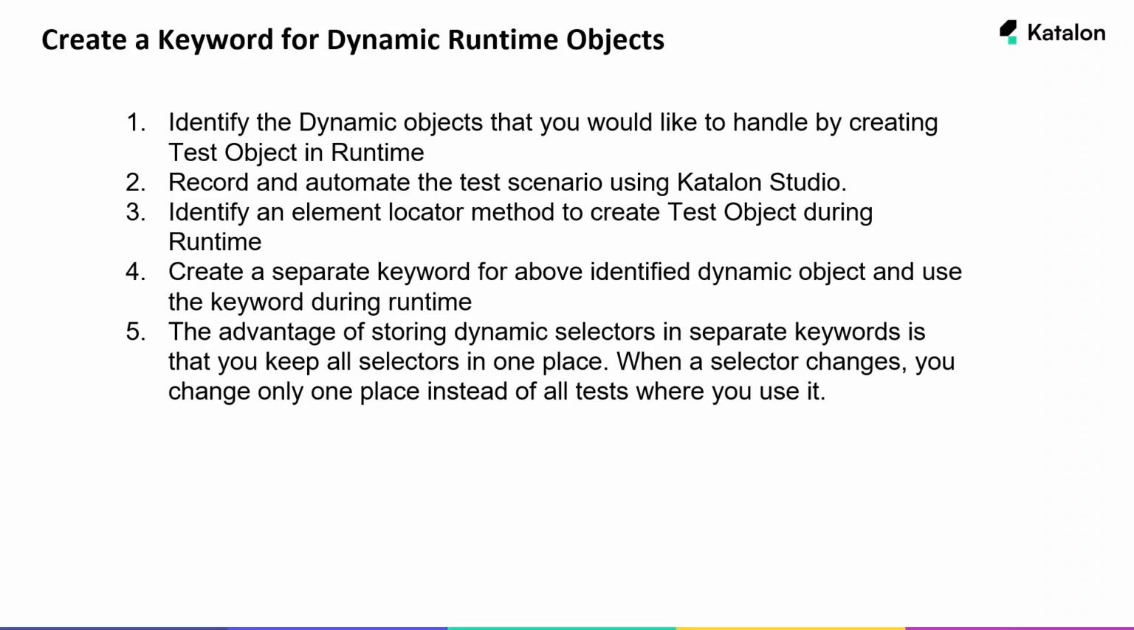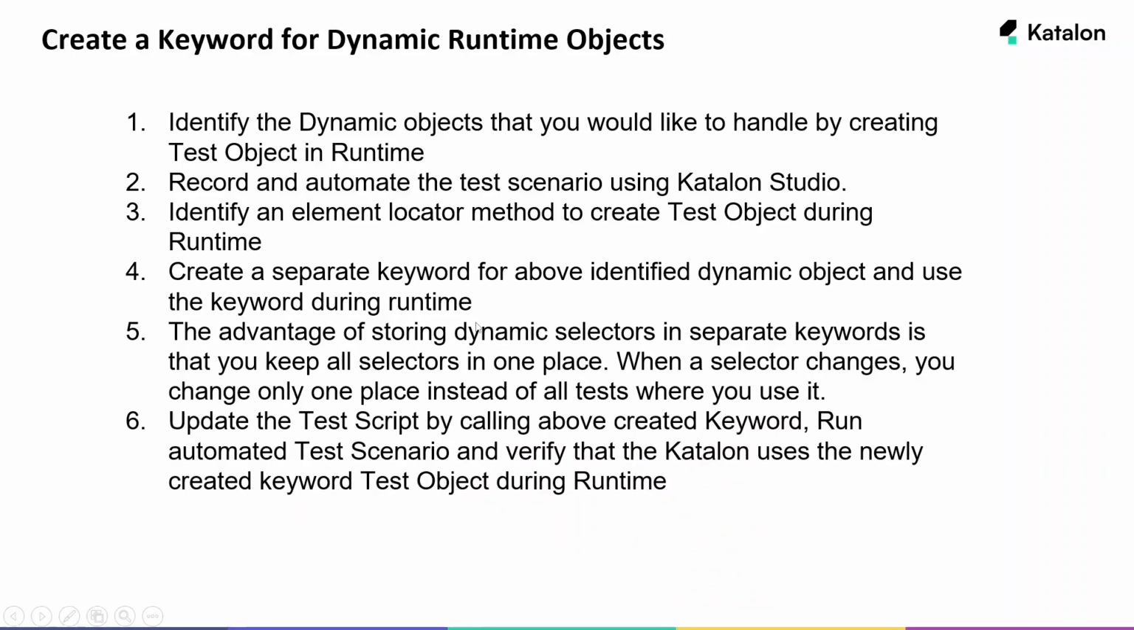The advantage of storing dynamic selectors in separate keywords is that you keep all selectors in one place. When a selector changes, you change only one place instead of all tests wherever you use it. Then we are going to update the recorded and automated test scenario by calling the created keyword. And then we are going to run the automated test scenario and verify that Katalon uses the newly created keyword test object during runtime. So now let us see one real-time example.